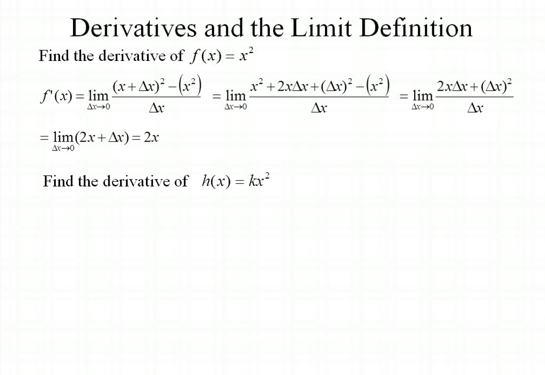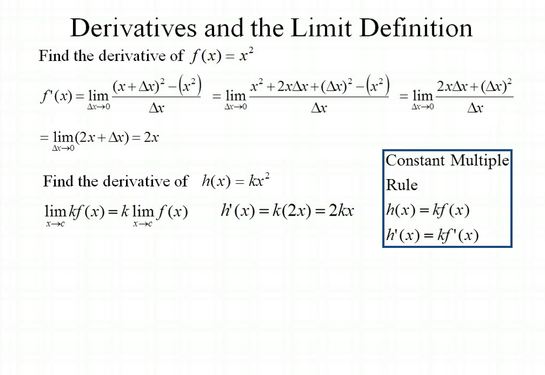Okay, so what if we have a multiple of x squared, a k in front? Let's see what would happen then. So we have k times the function f of x. And the limit of that is equal to k times the limit of f of x. So we can pull that k out in front. Since we know what the limit of f of x is, in this case our x squared function was 2x, then we're just going to multiply it by k. So that gives us a constant multiple rule.